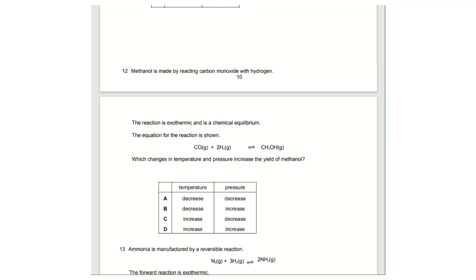Question number 12. Methanol is made by reacting carbon monoxide with hydrogen. The reaction is exothermic and is a chemical equilibrium. The equation for the reaction is given below. Which change in temperature and pressure increases the yield? The reaction is exothermic. It means carbon monoxide and hydrogen react to form methanol.